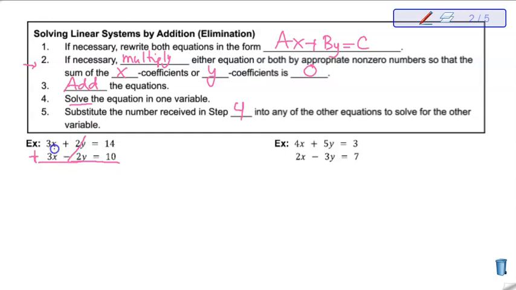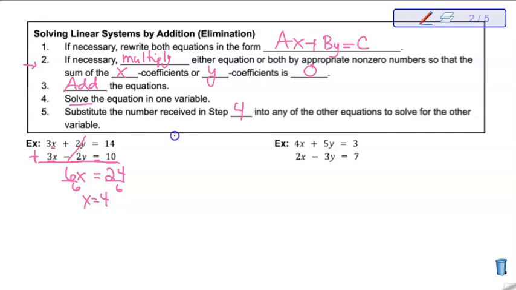So therefore, 3x plus 3x is 6x. Bring your equals straight down. And add the 14 and 10 to give us 24. Now it's a one-step equation that we divide by 6 both times and get x equals 4.